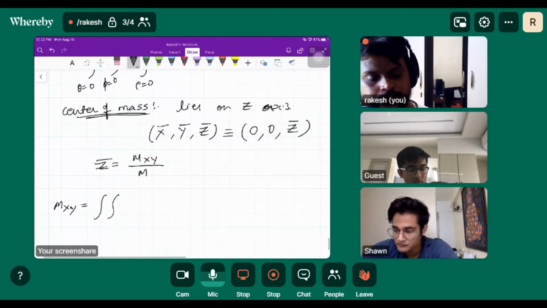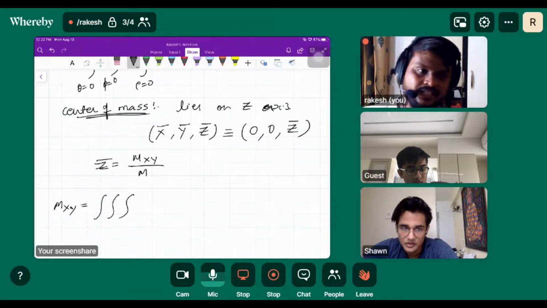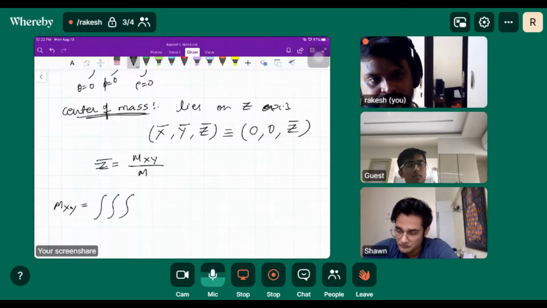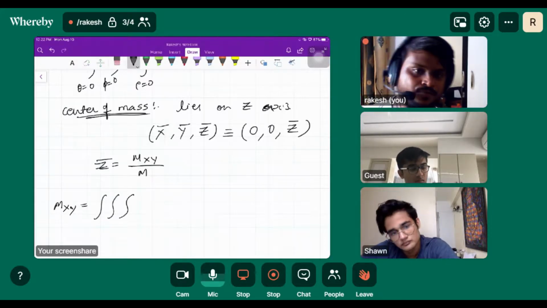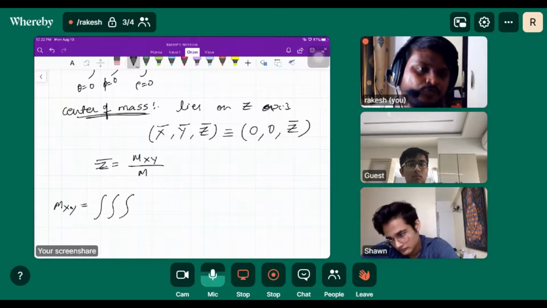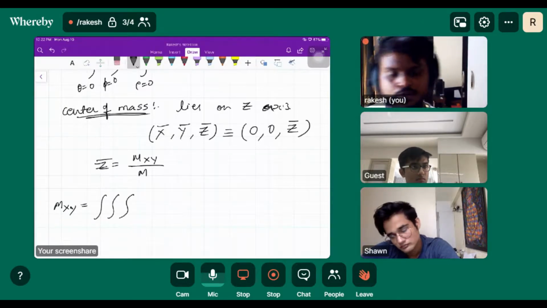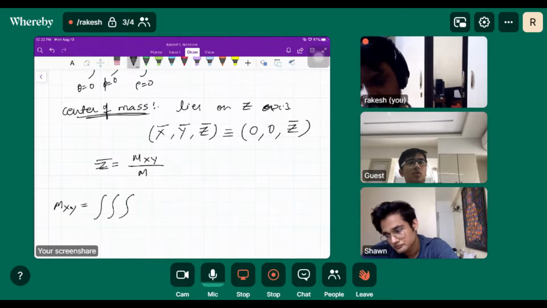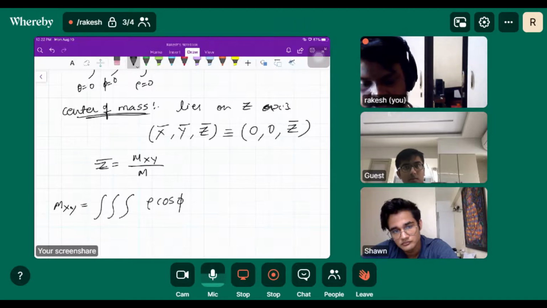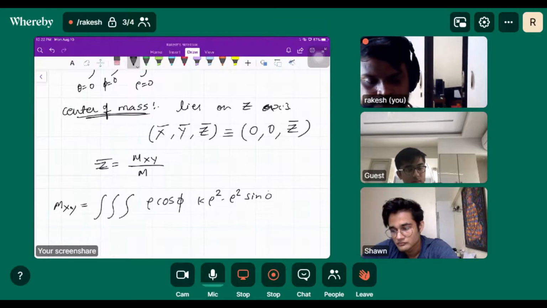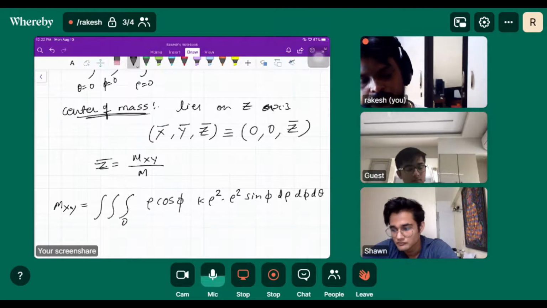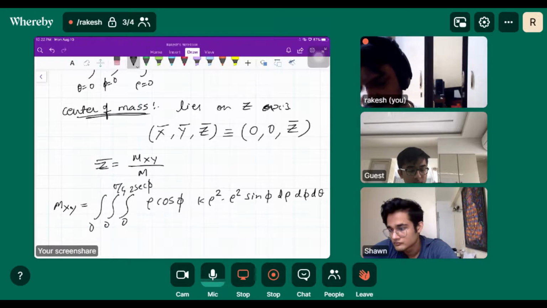It's the same setup, but with an extra Z in the expression. And what is Z? Since the rectangular coordinate system has to be converted into a spherical coordinate system, Z would be rho cos phi, right? Any doubt here so far? The limits are rho from 0 to 2 sec phi, phi from 0 to pi by 4, and theta from 0 to 2 pi.